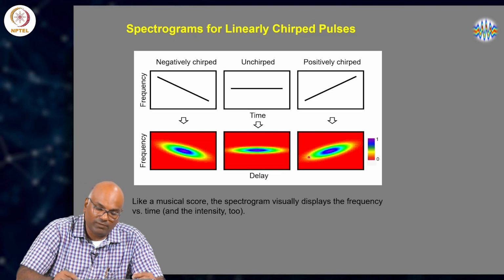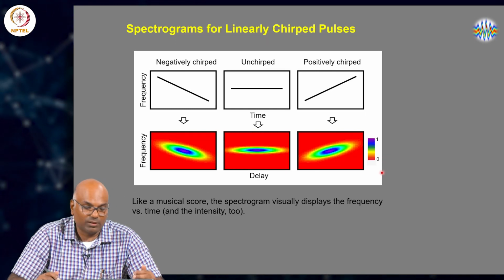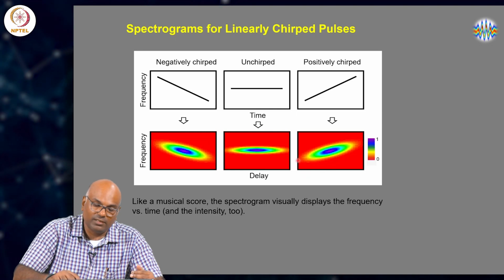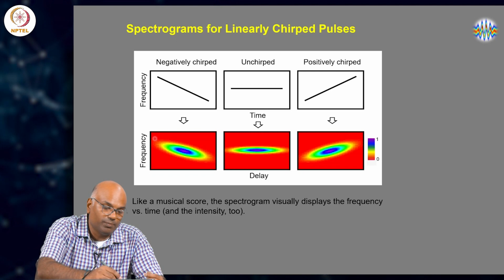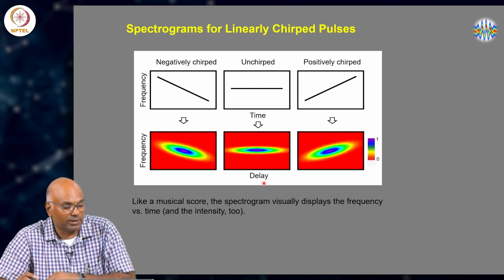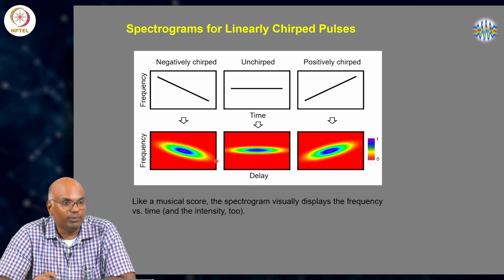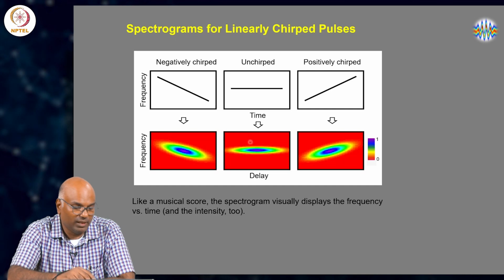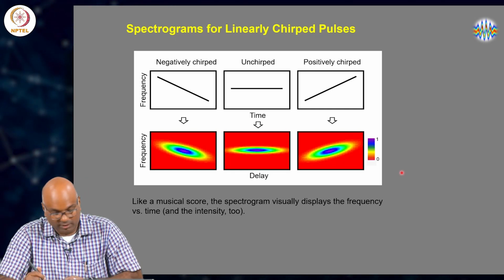Whereas, if it is positively chirped, the ellipse is tilted upward as delay increases. The major axis of the ellipse has a positive slope. The major axis of the ellipse for a negatively yet linearly chirped pulse has a negative slope. In both cases, this elliptical contour profile is very much present.